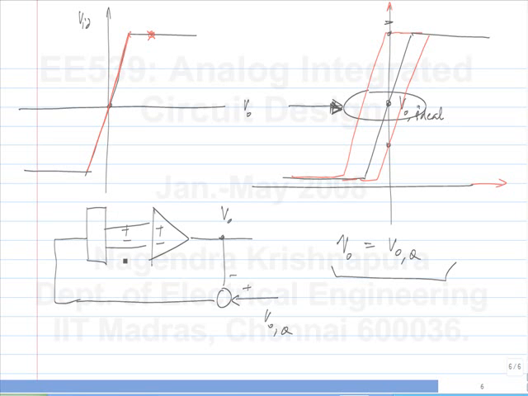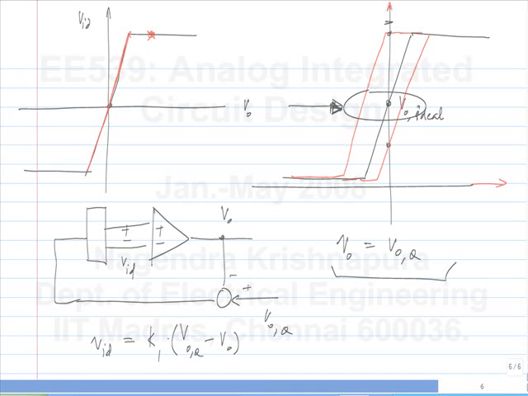So the input VID should have, what form should it be? What should be its dependence on V0 and V0Q? So it should be some constant, let's say K1 times V0Q minus V0, right? We want negative feedback, okay?